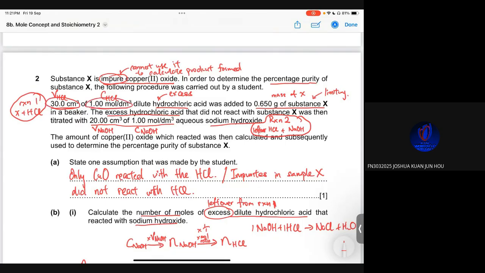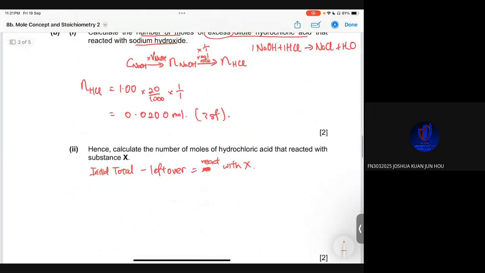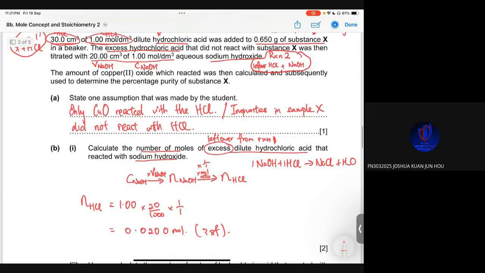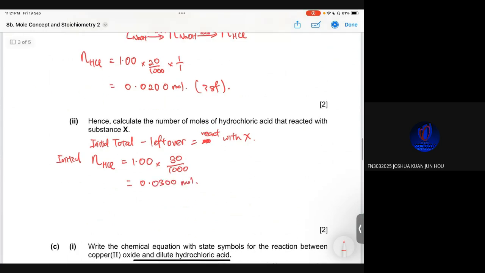This is the initial amount of HCl that was added, which is the initial total. So let's find the initial total number of moles of HCl. Initial number of moles of HCl is 1.00 multiplied by 30 over 1000, because we must convert to dm cube. If you do that, you're going to get 0.0300 mol. Okay, that's the initial.